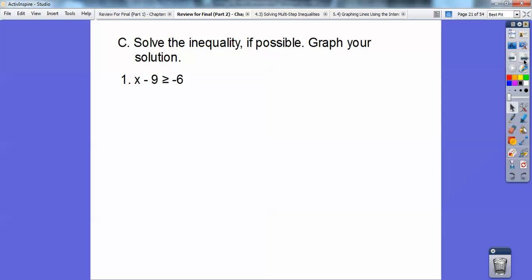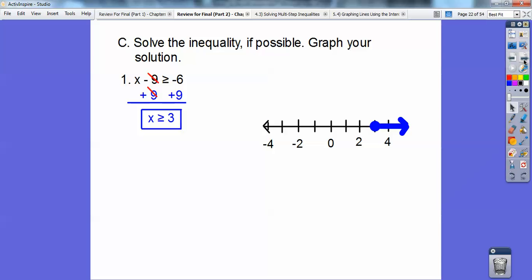On number 1 here, I'm going to add 9 to both sides, which is 3. So it says greater than or equal to 3, so it's a solid dot on 3 and it's shaded to the right. As long as your variable is on the left-hand side, that tells you which way to shade. If your variable is on this side, then you shade the opposite way. So the variable's on the left, so this says go to the right. The arrow says shade it to the right.